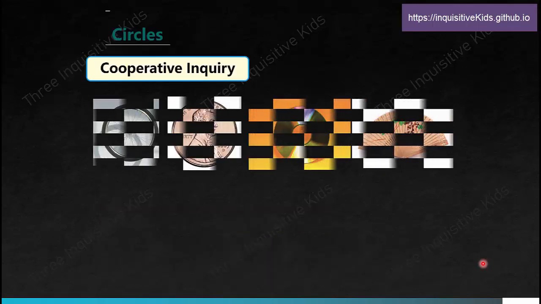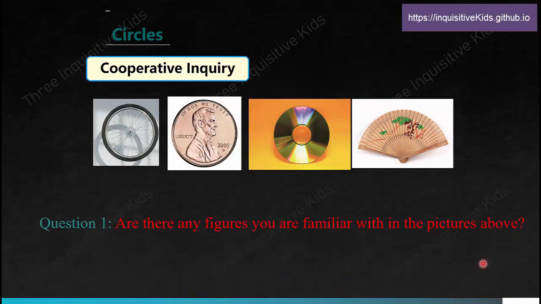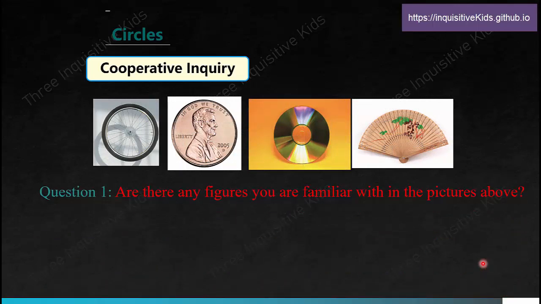Now let's move on to circles. Look at these 4 pictures. What do you see? Maybe you see a fan, a CD, a penny, and a wheel. Question 1. Are there any figures you are familiar with in the picture above? What do you see? Any figures? Any familiar shapes? Question number 2. How can you draw a circle?